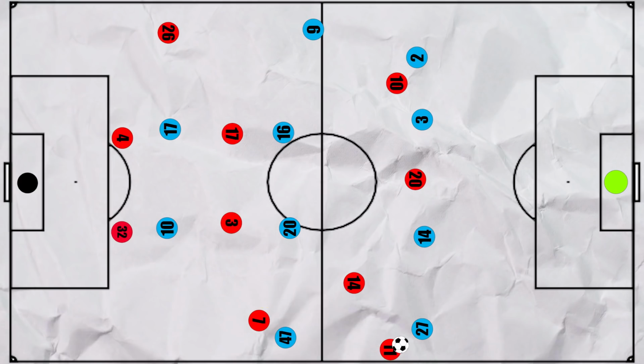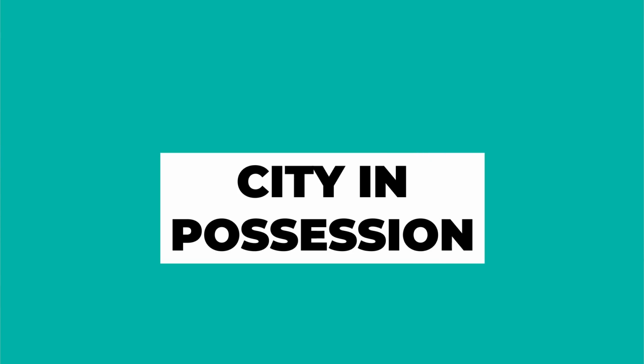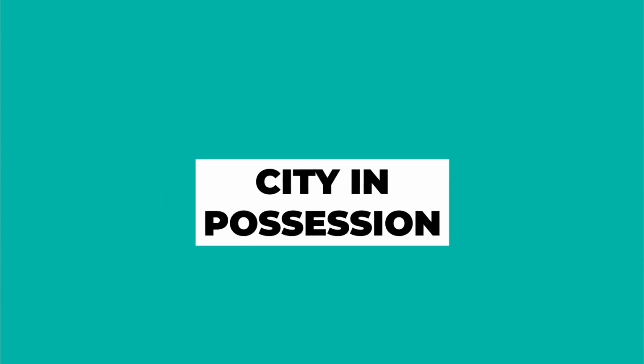But it should be noted that when he didn't go for the dribble, there was always the option of the man making the run into the half space, which was consistently on. But City were also a great attacking threat, so what tactics did they use?